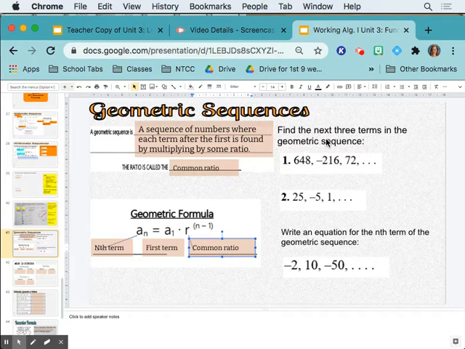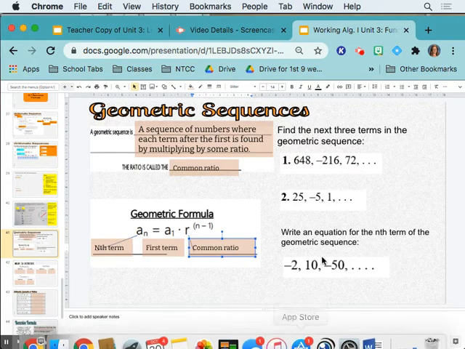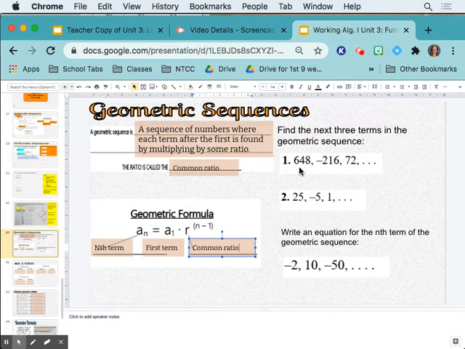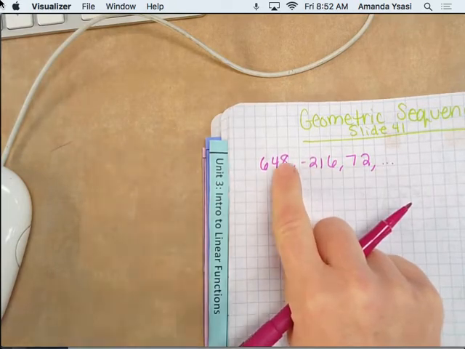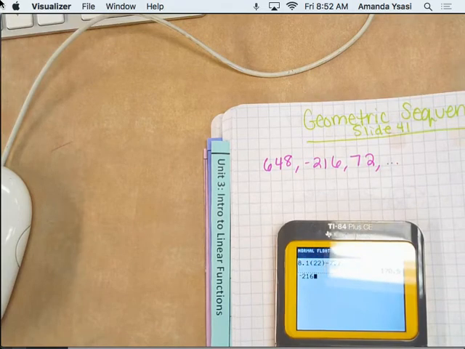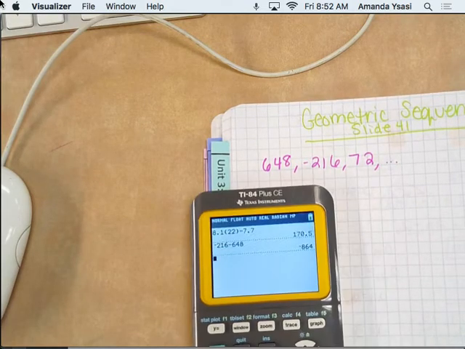So let's look at these terms. It says find the next three terms in the geometric sequence. So we have our first term is 648, and then it goes down to negative 216. I need to check if it's arithmetic first. So I would subtract and see, does this subtract to get that next number? If it was arithmetic, we would subtract this one from that one: -216 - 648 would be -864.